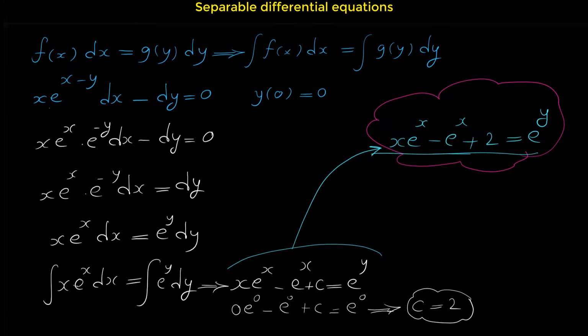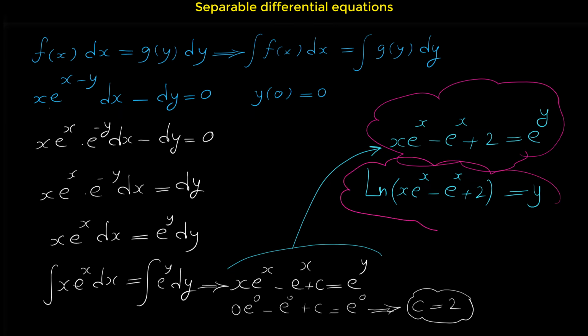If we take ln from both sides of this equation, y equals ln of x times e to the x minus e to the x plus 2. So you can write your answer in this form as well. Note that again, because e to the y is equal to this expression, y is ln of that expression.